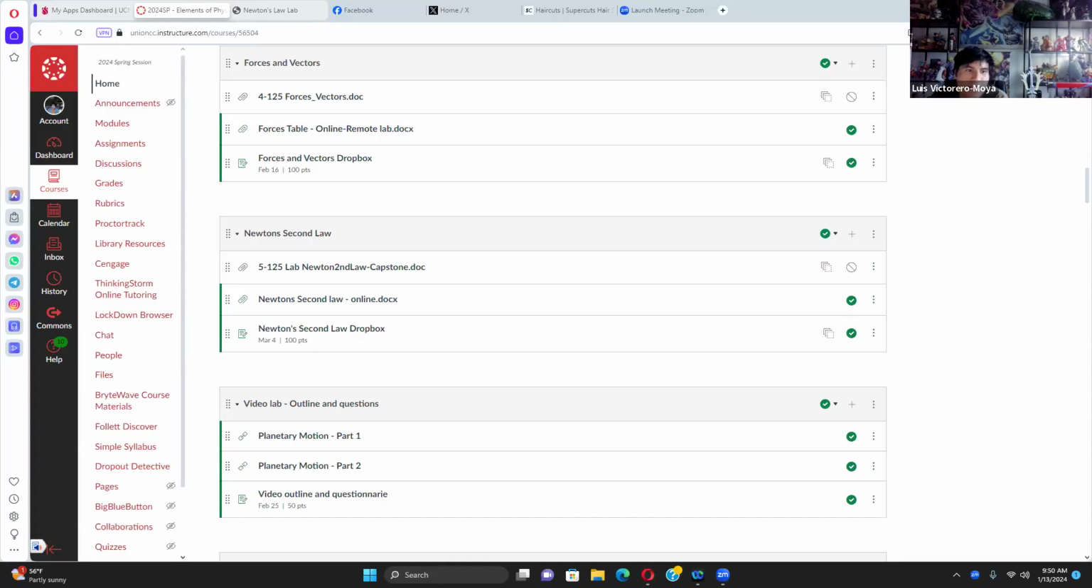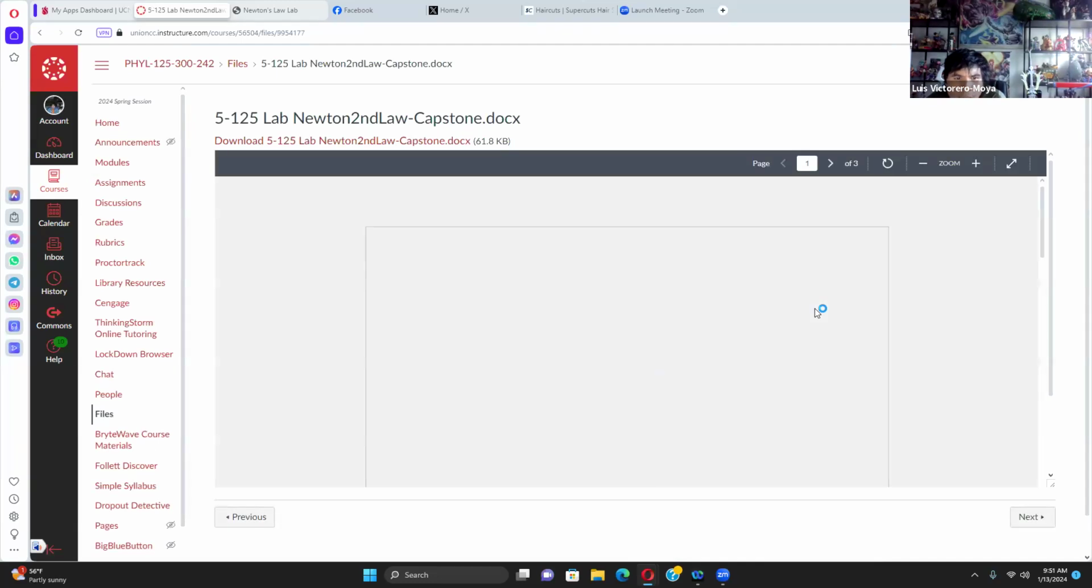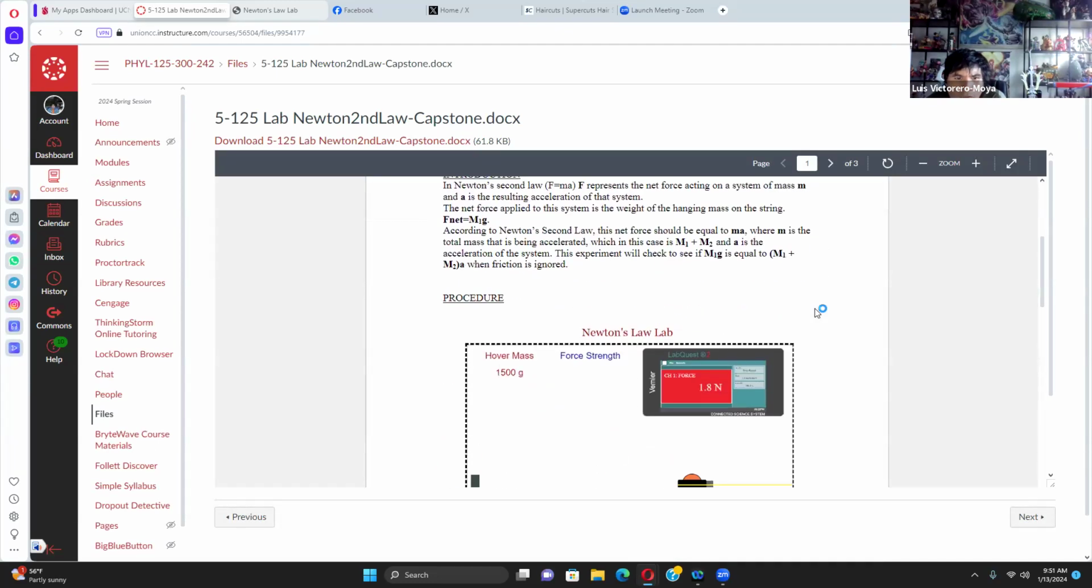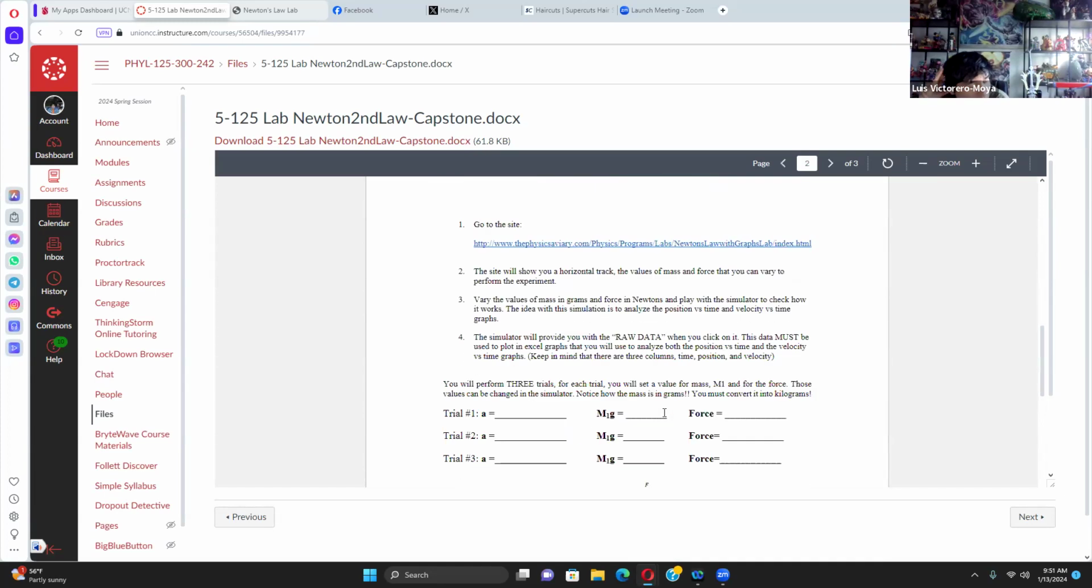All right, this is the Newton's second law laboratory tutorial. In here, you're gonna learn how to perform the simulation. This lab is actually a lab where you have to use an online simulator to analyze the relationship between force and mass and to calculate the acceleration in 3 different trials.